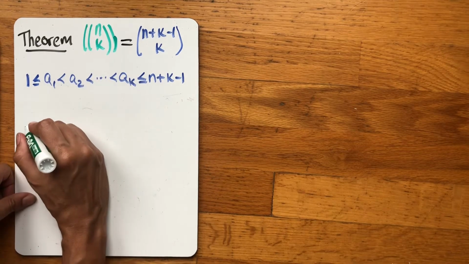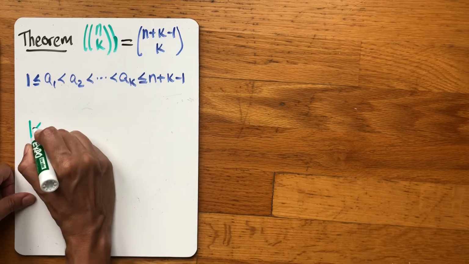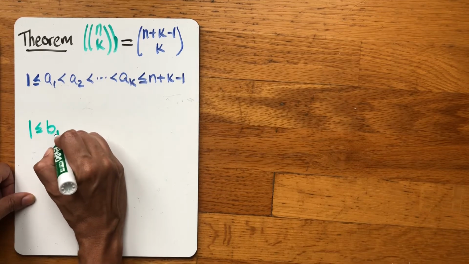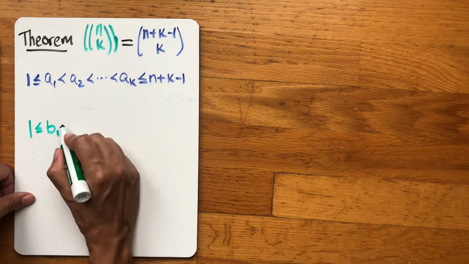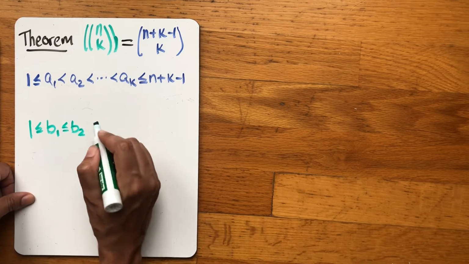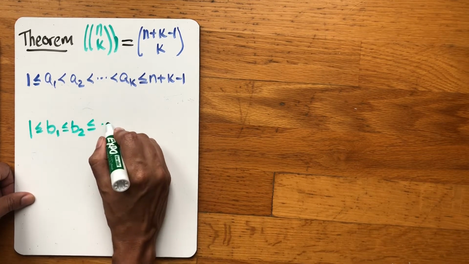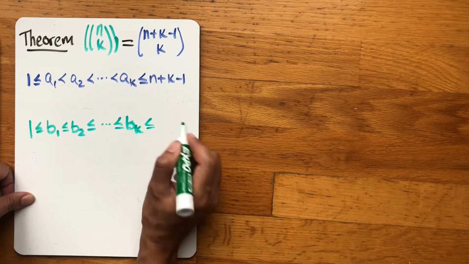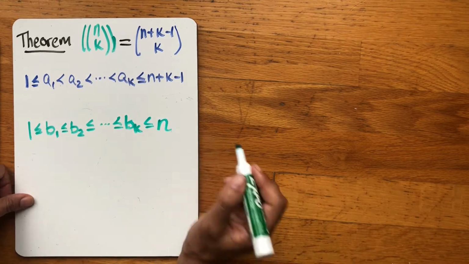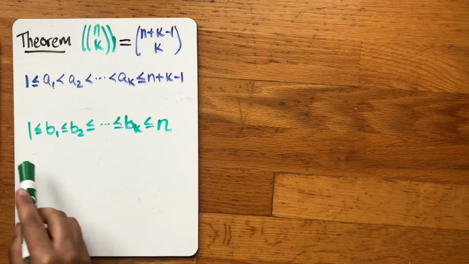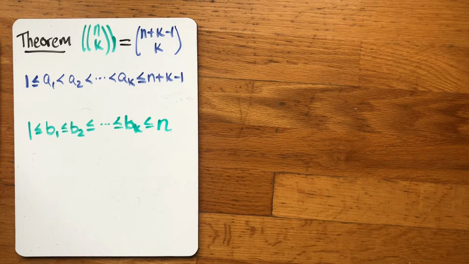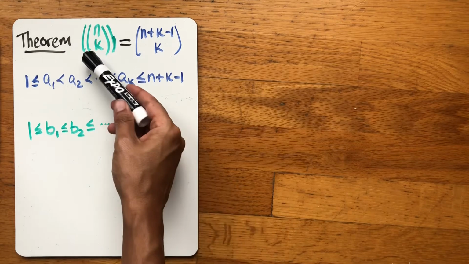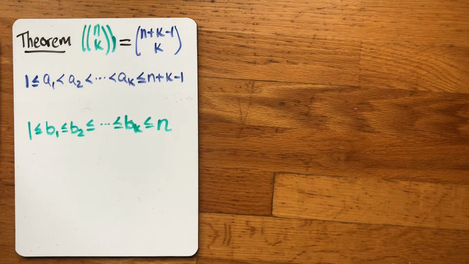In the green case, we've got the number 1, and our smallest number has to be at least that big. But the next number could be the same, and the next number could be the same, and so on. So we get a weak inequality. And now the biggest number that we could have is n. So this is choosing with repetition between the numbers 1 to n. Now, how do we get a bijection between these two sets? That'll give us another bijective proof of this identity.